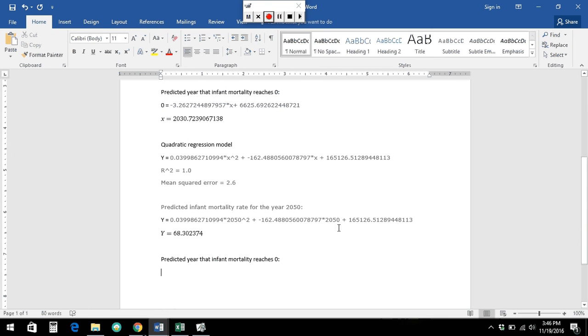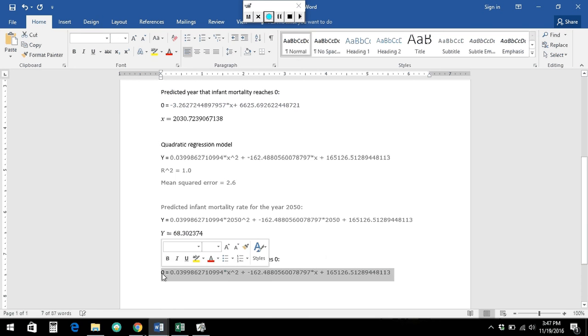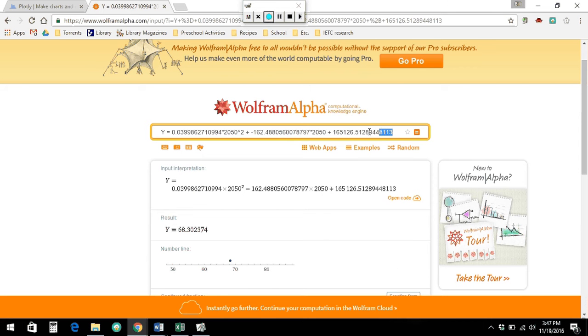And so I'm going to come back up here. Well, let's see now. We'll just take this one. Take all the equation. And this is where we wanted to put 0 in for y, because y was our infant mortality. So I'm going to copy that, go back to Wolfram Alpha, clear that out, paste that in. And so now this is going to solve for x.